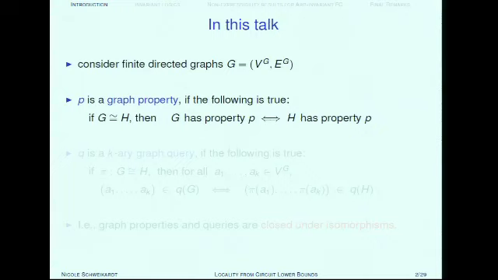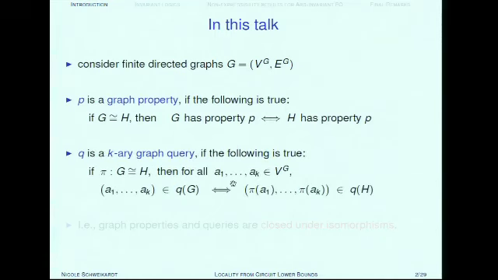A graph property for me is something that's closed under isomorphism. So P is a graph property if whenever two graphs are isomorphic, then they either both have this property or none of them has this property. And the same holds for queries. So a k-ary graph query associates with every graph a set of k-tuples of nodes of this graph. And we require that such a query is closed under isomorphism.